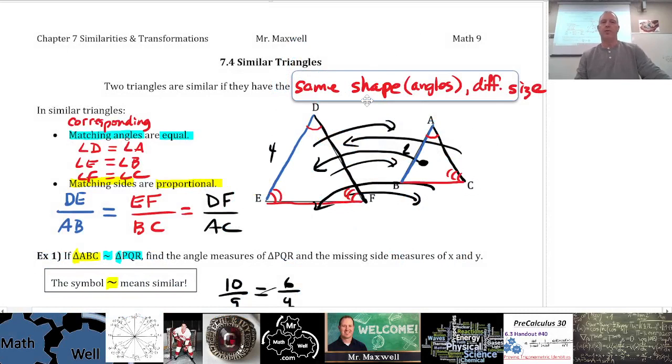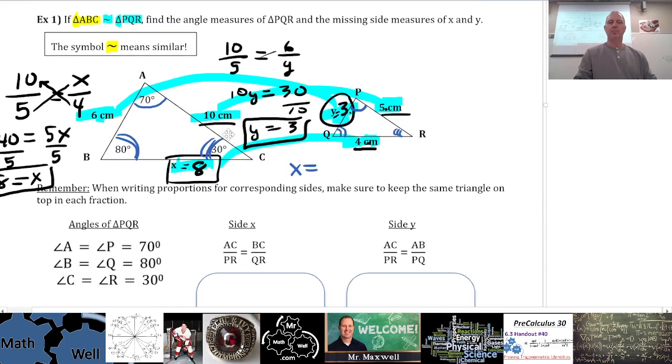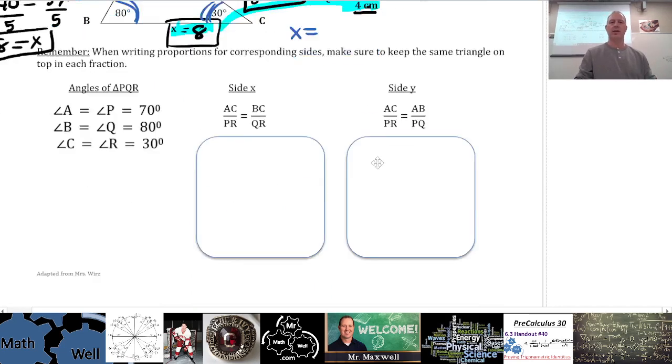All right, so for 7.4, we're going to continue 7.4. Let's just refresh real quickly what we did last lesson. Similar triangles have the same shape but different size. Same shape means that all of the corresponding angles will be equal, as we established. Now we can find pieces of similar triangles by using the ratios, and we did that yesterday in class as well.